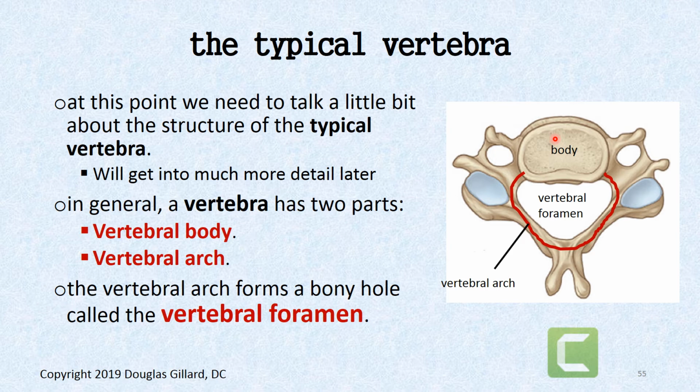So there's 2 parts. A vertebrae has 2 parts. It has a vertebral body, which is right here. Right? And then it has something called a vertebral arch. You want to call it the posterior arch. Some people call it that, but you shouldn't. Posterior arch is reserved for the very top bone, atlas. So let's call it the vertebral arch.